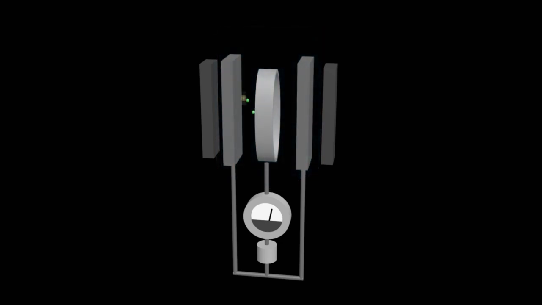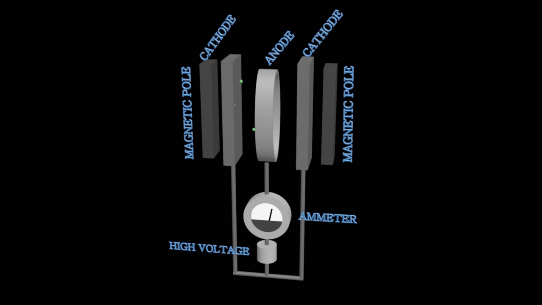The Penning Ionization Gauge, also known as cold cathode gauge, is a device used to measure vacuum. It operates in a pressure range between 10^-2 and 10^-9 Torr. The system consists of a hollow anode, cathodes, magnetic poles, high voltage power source, and an ammeter.